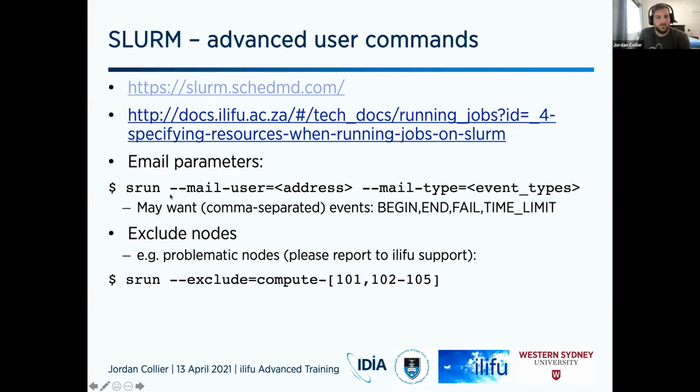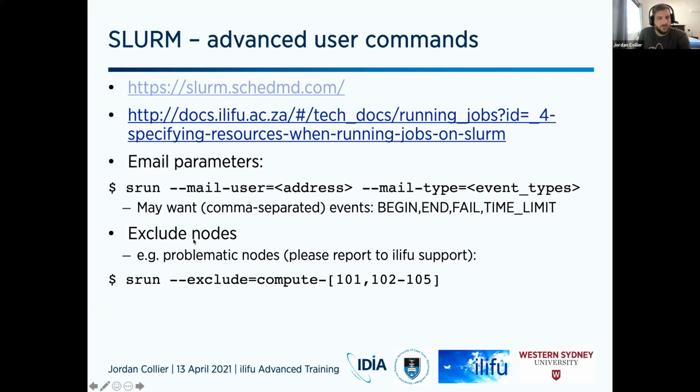But for instance, I will put mail user equals and my email address, and then mail type equals, and then a comma separated list of events. So for instance, we may want an email to notify us when the job's begun, when it ends, when it fails, or if it hits the time limit, if it runs out of time.